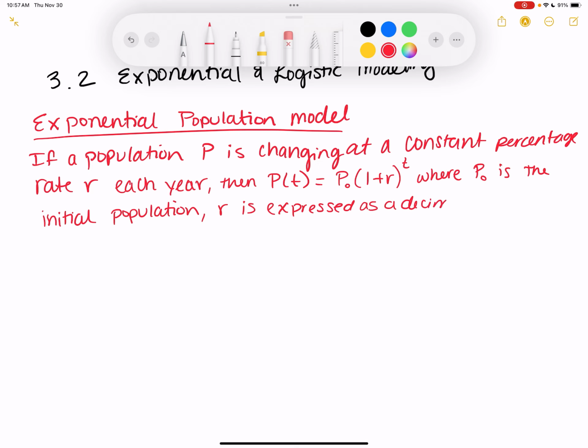because R is originally going to be given to you as a percentage, so you just need to convert it to a decimal. And T is time in years. Now, that's generically. Sometimes the time will actually be in days or something, but generically we would say that it would be in years. You just have to know if it asks you for something in days or something like that, just that it's asking for that instead.